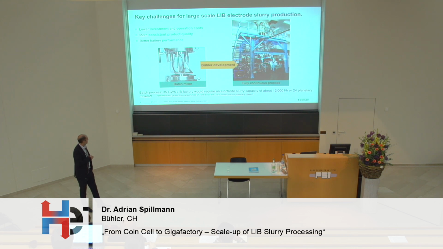This facility has a final annual production capacity of 35 gigawatt hours. This corresponds to about 70 million liters of electrode slurry which need to be produced per year. If you calculate this as a productivity number, this gives you 12,000 liters of electrode slurry per hour. That's quite a substantial amount of material which needs to be processed. And if you want to do this with batch processes, you will need at least 24 of these very large batch mixers, these planetary mixers, and you can imagine this will not be the solution anymore in the future.